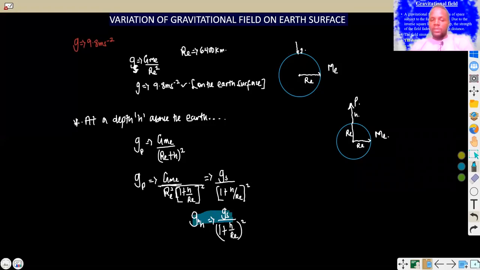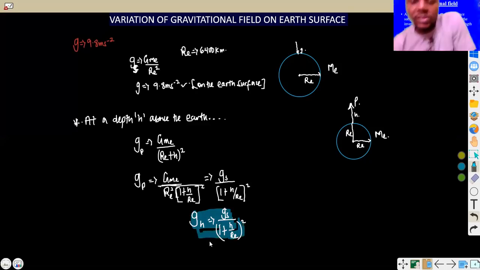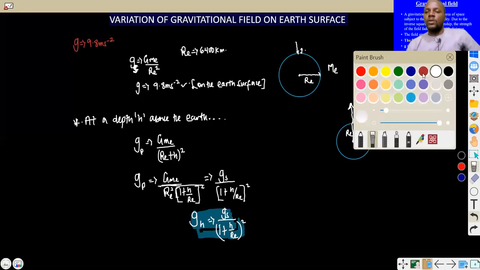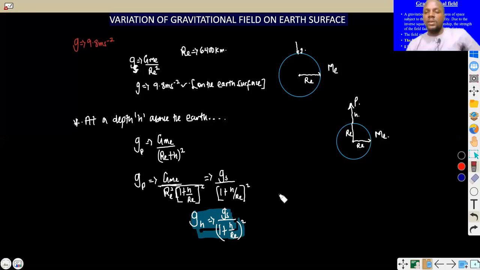So this is the relationship at a height H above the Earth's surface. The relation of g is always in this relationship. And approximately, for some of you that are still doing O level, we can say the g on the Earth is approximately 1 over 6 of the g in space.